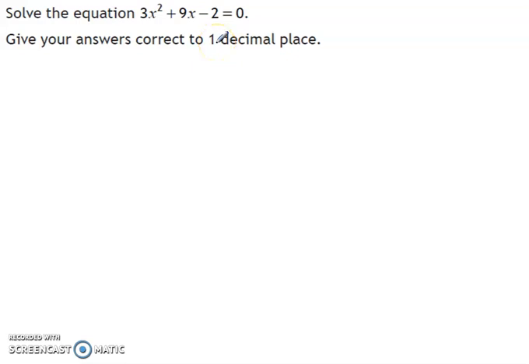This is a standard question that comes up nearly every single year in relation to the National 5 paper, as part of the topic of quadratics. The question tends to be put in the same format. It will say solve the equation, then it will be a quadratic equals 0, give your answer correct to one decimal place. Sometimes it will say 2 decimal places, in this case it says 1.